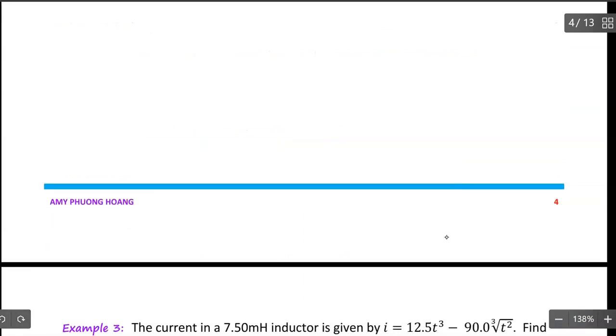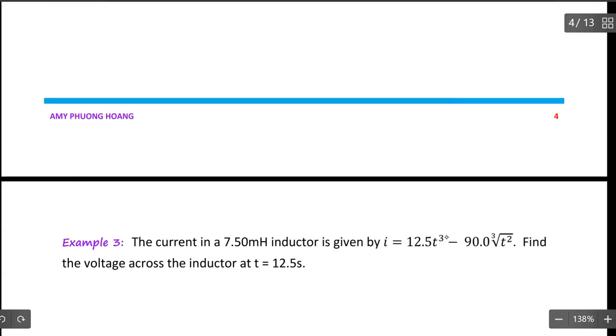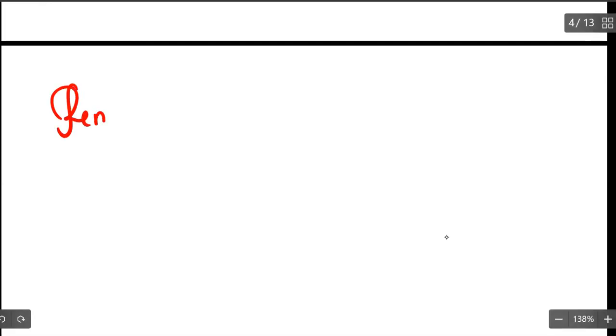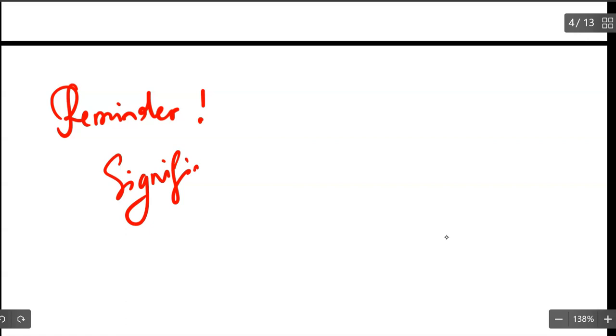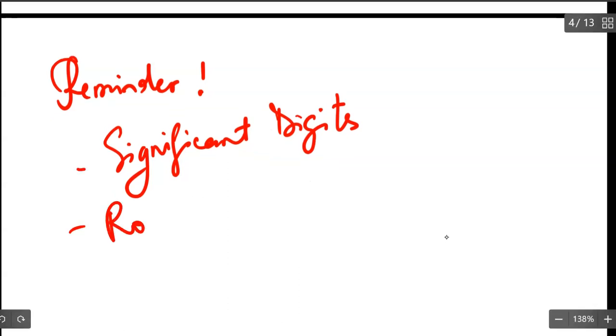I give myself quite a lot of space here. I give myself 2 pages for each of these examples. I don't think I need that much, but hopefully I can fit it in here. I'm going to put a reminder for everyone. The reminder is about significant digits. So this is important: significant digits, rounding to a certain significant digit.